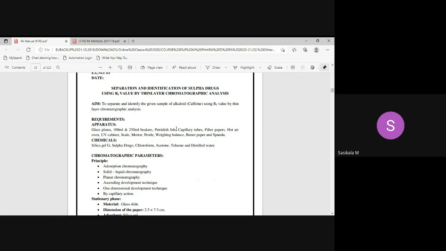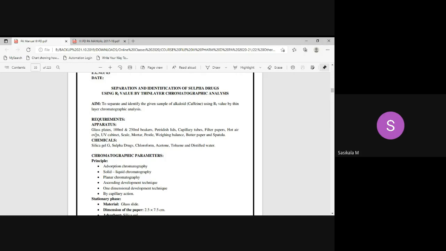Petri dish lids are used, and then capillary tubes, through which you take the sample that has been prepared in the 100 ml beaker. Capillary tubes are used for that purpose, for sample application. Then filter papers, to check the saturation of the mobile phase chamber with mobile phase solvents. Filter papers are used. And then a hot air oven to activate the TLC plate prepared. To activate the TLC plate prepared, that is, over the glass plates you will be preparing the TLC thin layer plate of adsorbent.